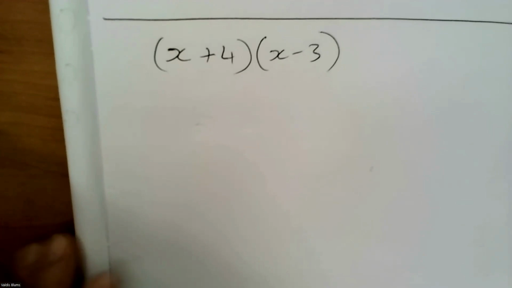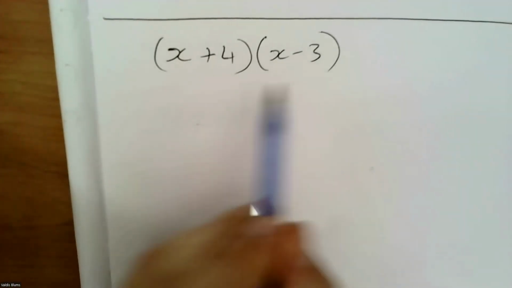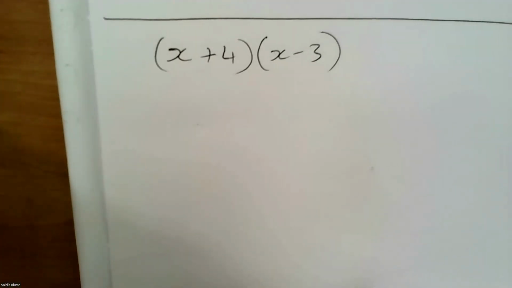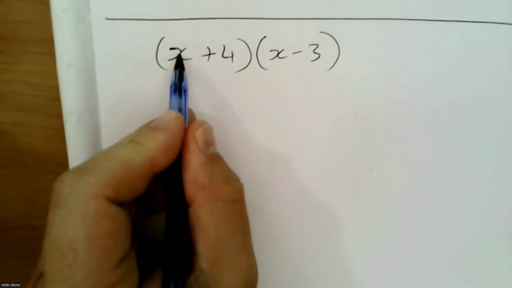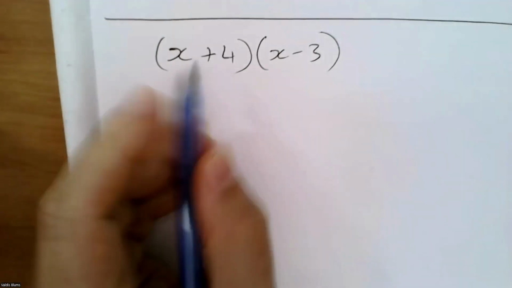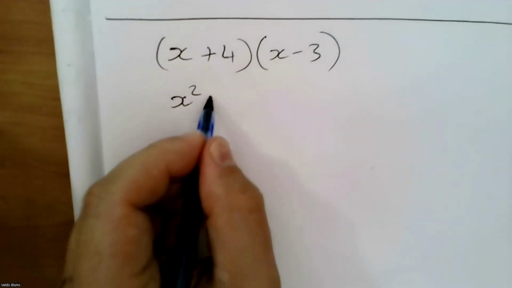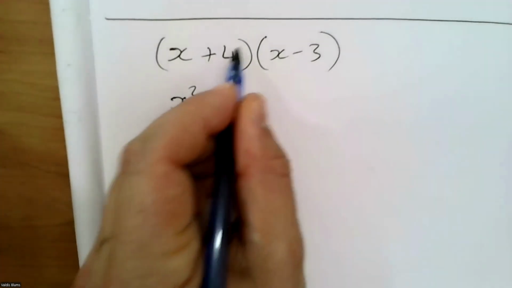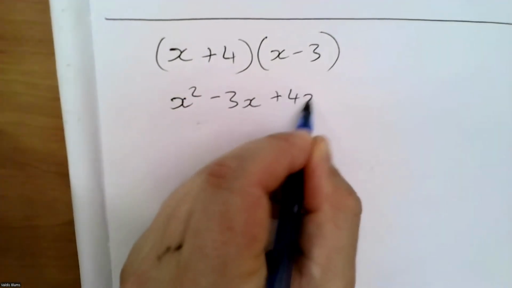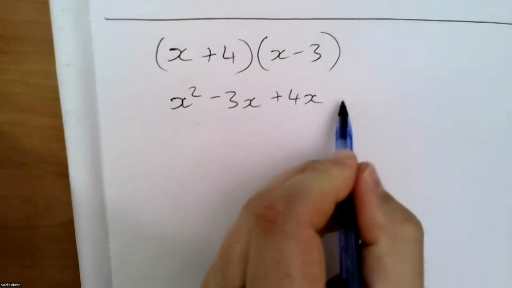Now, with the last two questions, they're already starting out in a completely factorized form. So with these, you're just expanding and simplifying. So we want to expand these first. So we have x times x gives us x squared. x times minus 3, so minus 3x, plus 4x, minus 12.